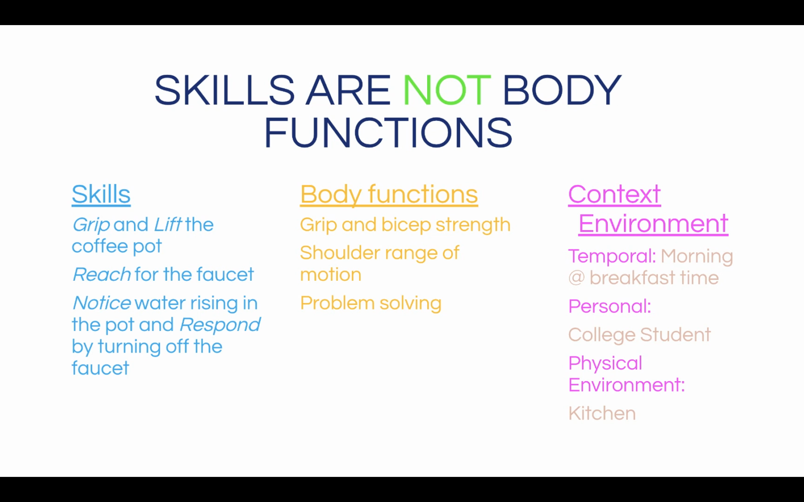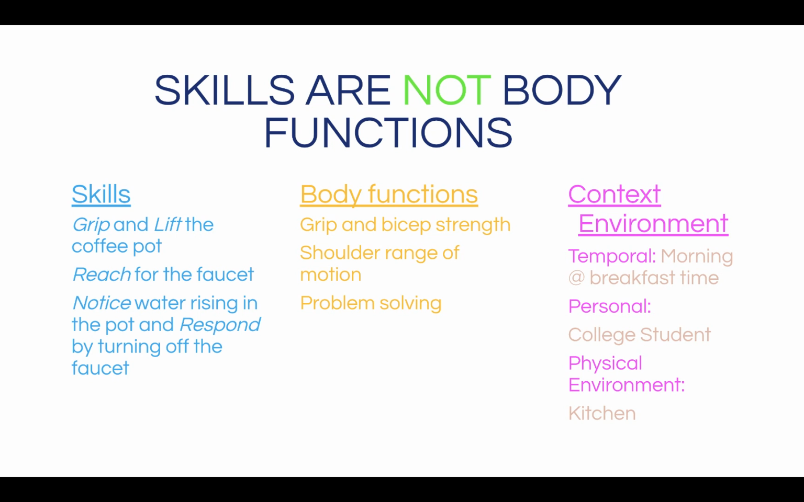Okay, the next skill was reaching for the faucet. The body function is shoulder range of motion. If we're going to look at the personal context, this could be a college student, and it could be in his or her dorm room. Okay, so now you're looking at the personal context, but you're doing it in a natural environment. Okay, in the college dorm bathroom.